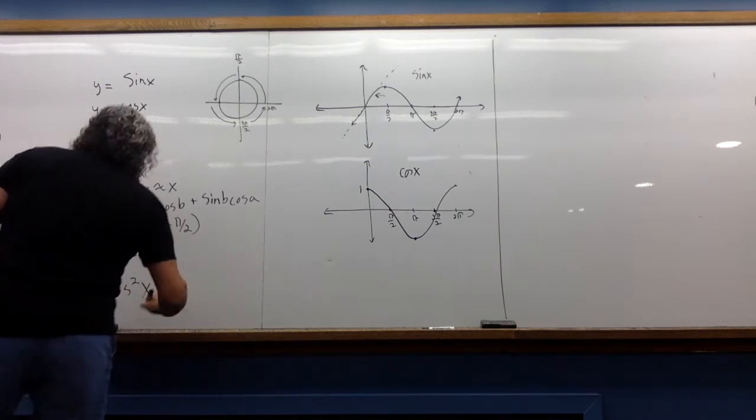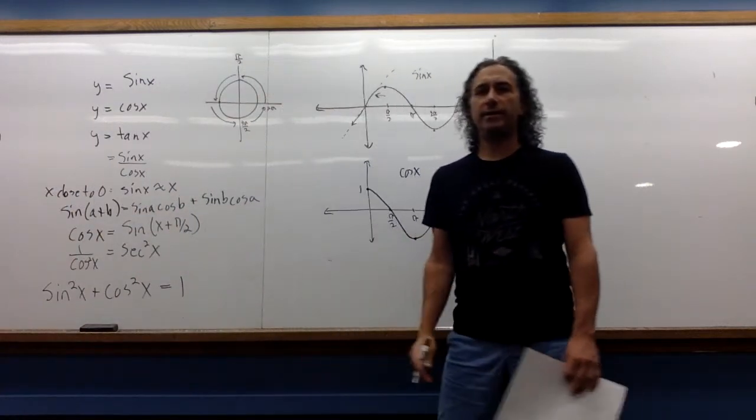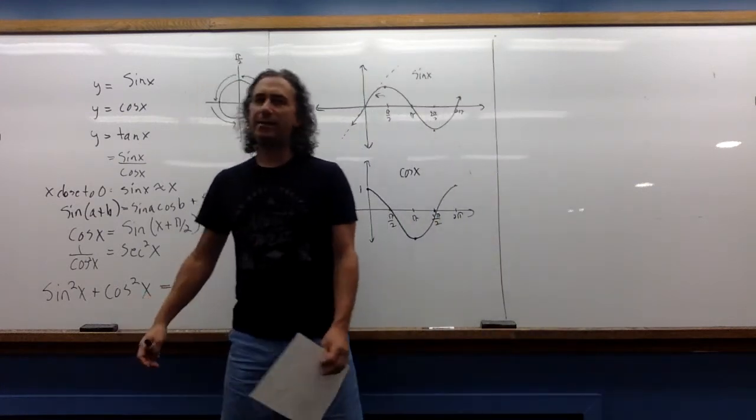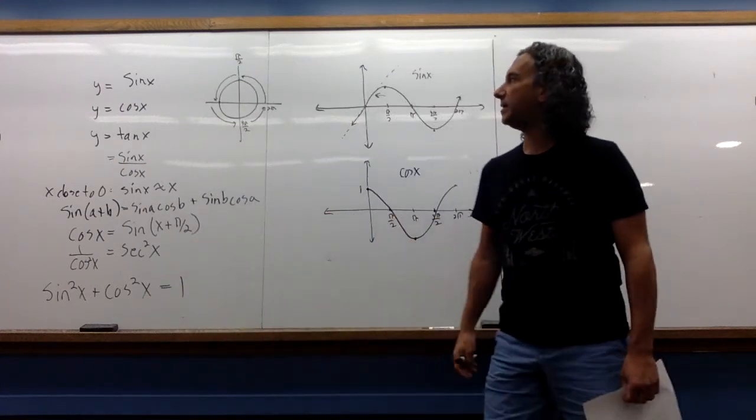Finally, we know that sine squared plus cos squared is 1. That's a formula everybody should know. If you don't know it, commit it to memory. It pops up all over the place.